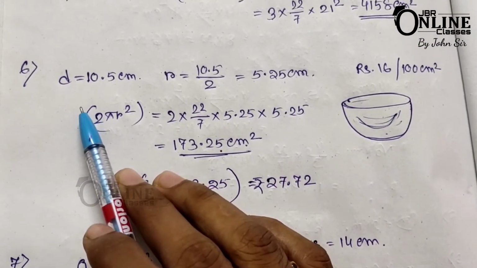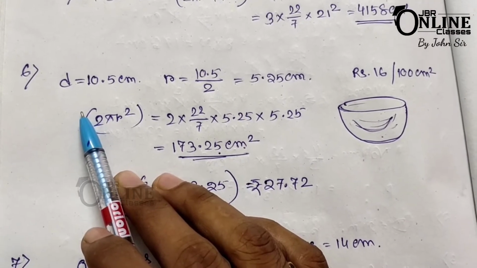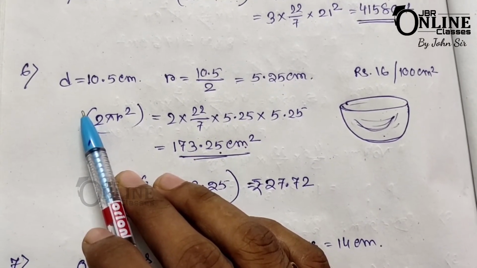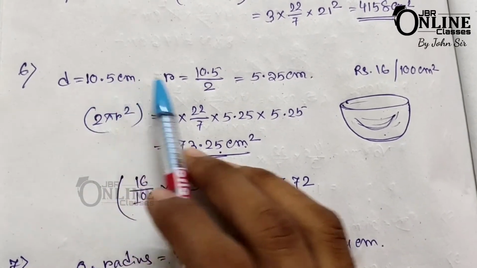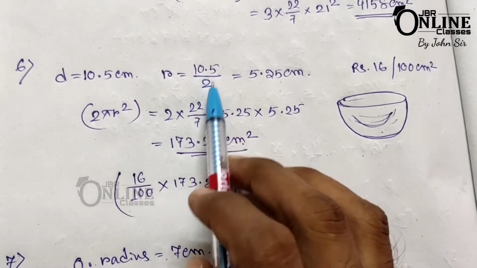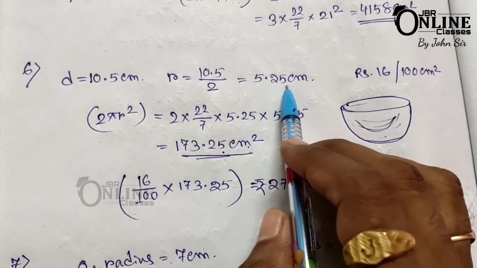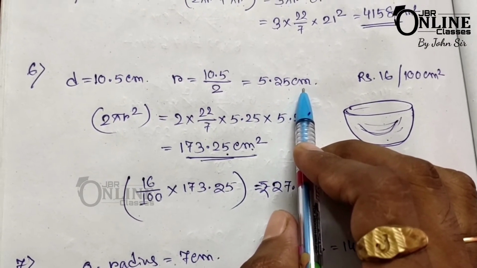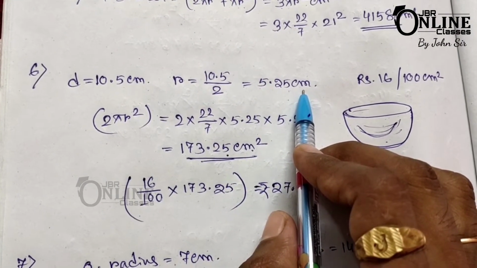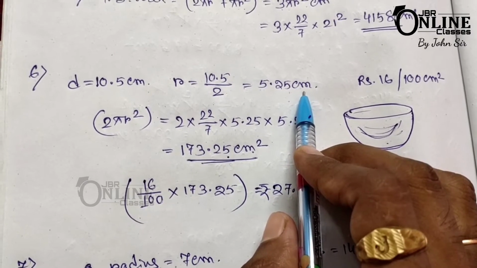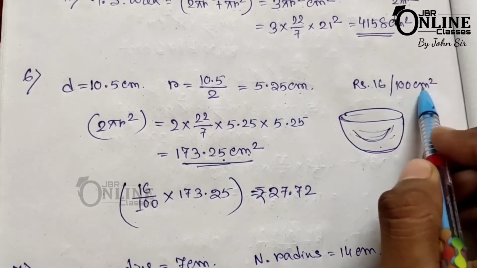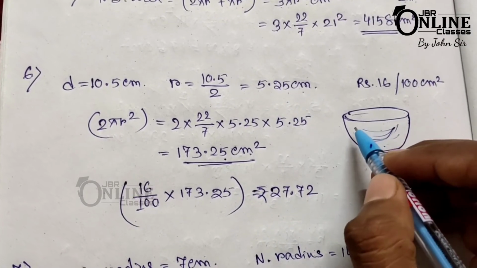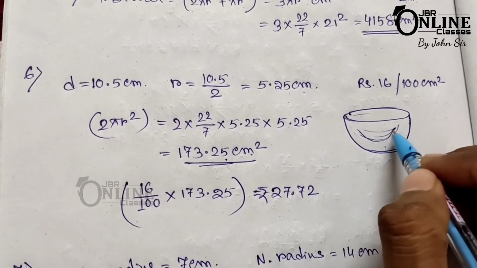Sum number 6. In sum number 6, a hemispherical brass bowl has inner diameter 10.5 centimeter. So here diameter equal to 10.5 centimeter, then radius equal to 10.5 by 2, and that equal to 5.25 centimeter. Now find the cost of tin plating it on the inside at the rate of rupees 16 per 100 centimeter square. That means first you have to find out the inner curved surface area.